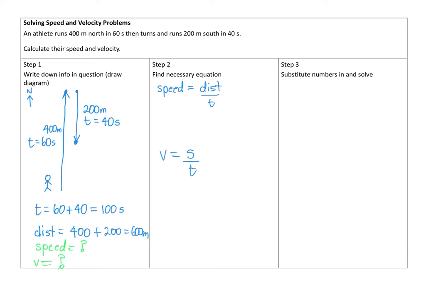So they're the tools for solving that. Then the final step, which seems the most important step, but if you've done all that work, you'll find fairly simple, is you substitute the numbers in and solve. So in this case, speed equals distance over time.